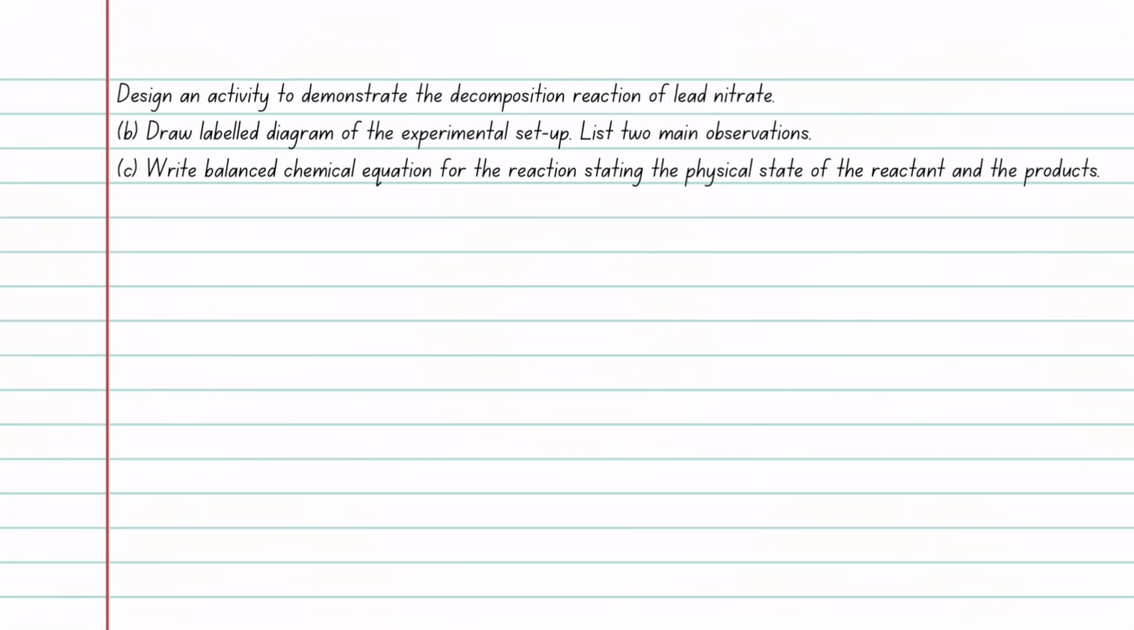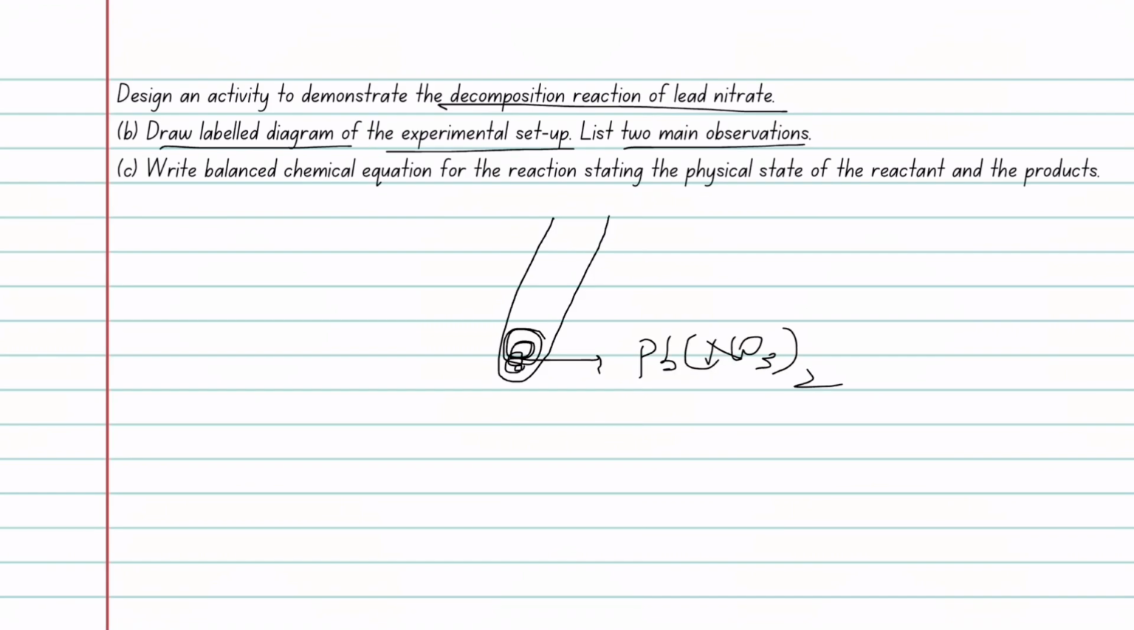Design an activity to demonstrate decomposition reaction of lead nitrate. You have to draw a labelled diagram of the experimental setup, observations you also have to tell, and chemical equation and physical state of reactants and products. All right. So, since we are talking about decomposition reaction, we will have lead nitrate taken in a test tube. Label it as lead nitrate. Then we will heat it over the Bunsen burner. Okay, away from your face. The test tube should be facing away from your face.